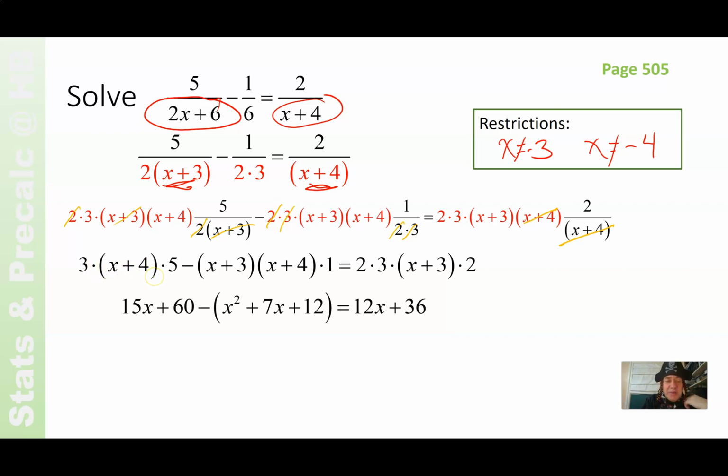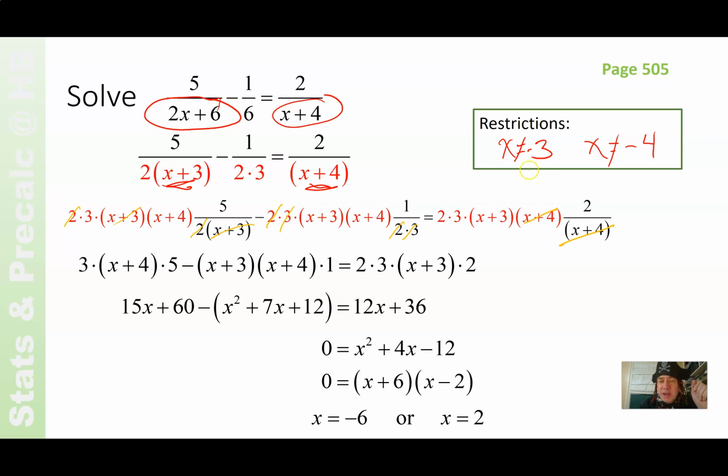Well, the distribution here, 15x plus 60, expanding those, x squared plus 7x plus 12, that whole thing is subtracted. Be careful when you do the subtraction, that's a minus. Here, 2 times 3 times 2 ended up being 12, 12x plus 36. Move everything to one side because it's quadratic. You need to set it equal to 0 to make it work. And once you have that quadratic, that factors nicely into x plus 6 and x minus 2, giving you x is either negative 6 or x is 2. Double checking your restrictions. X equals negative 6 and x equals 2 are both legitimate answers.